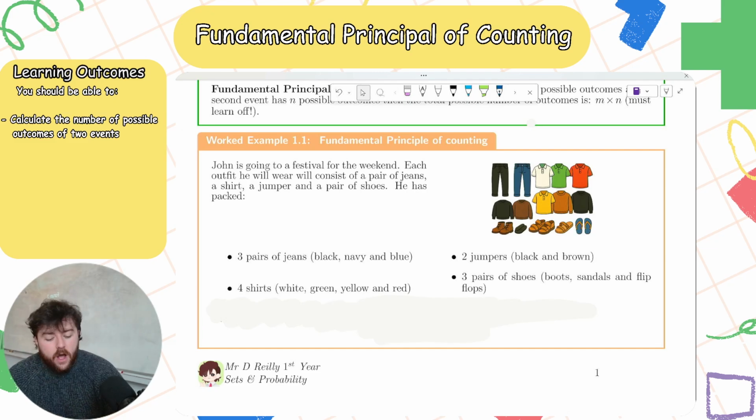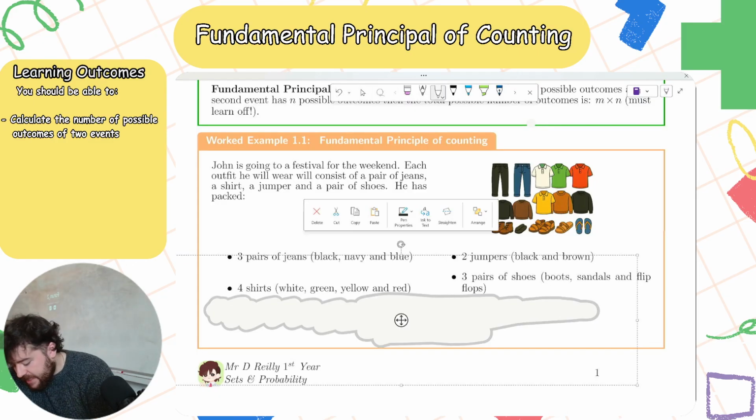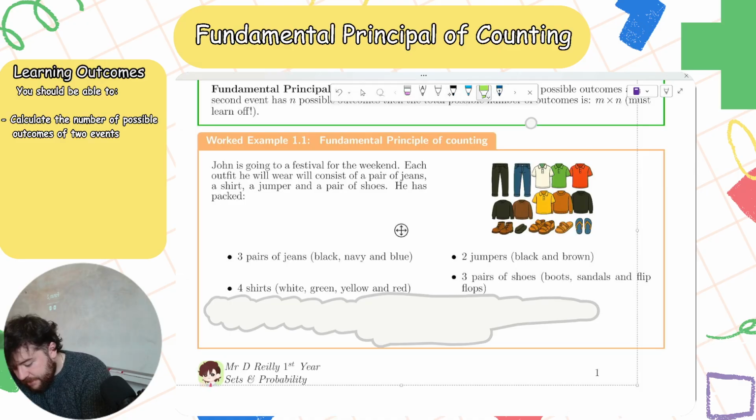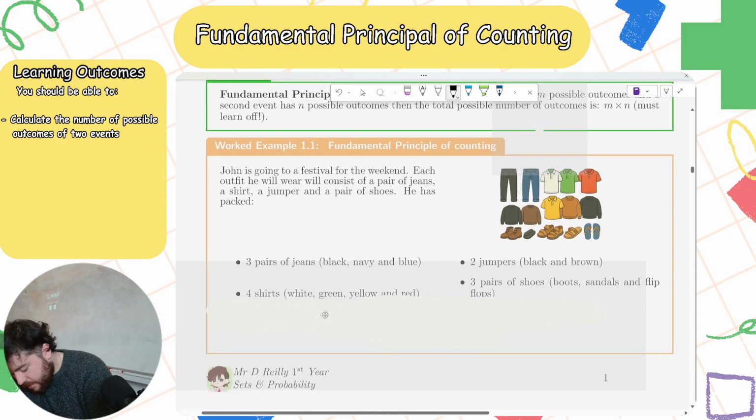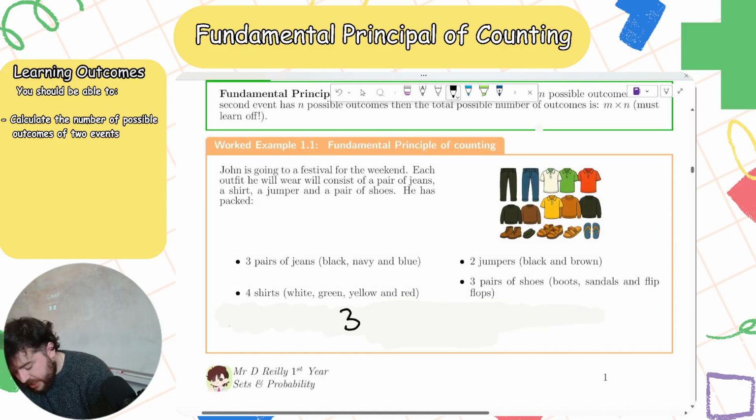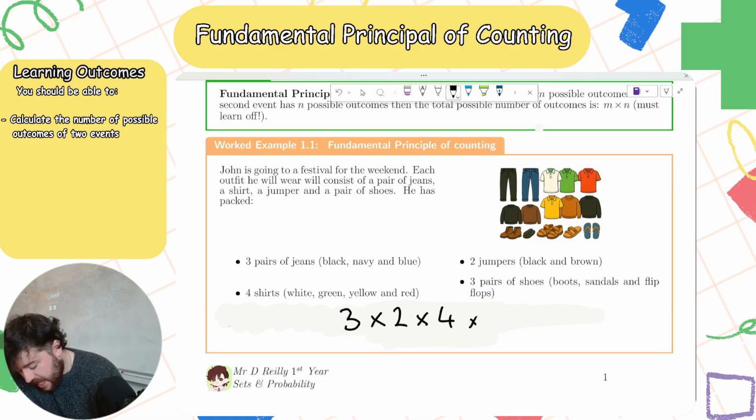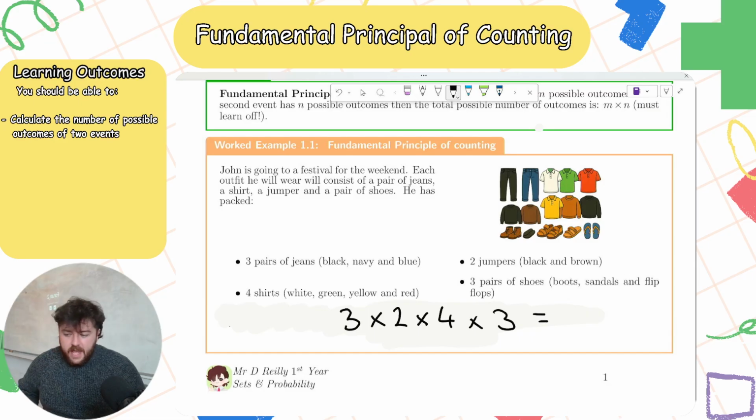So we just multiply all these possibilities together. So he has 3 jeans times the 2 jumpers times the 4 shirts times 3 pairs of shoes, which is 3 times 2, which is 6, times 4, which is 24, times 3. So put that into our calculators, 3 times 2 times 4 times 3. We get 72 possible outfits he could have.